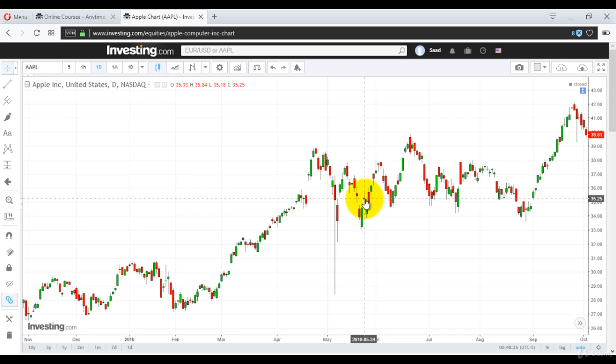So that's the real significance. It should be in an uptrend, not in a bottom trend. If it comes in a bottom trend, don't confuse it with a shooting star. This is a shooting star and this is not.